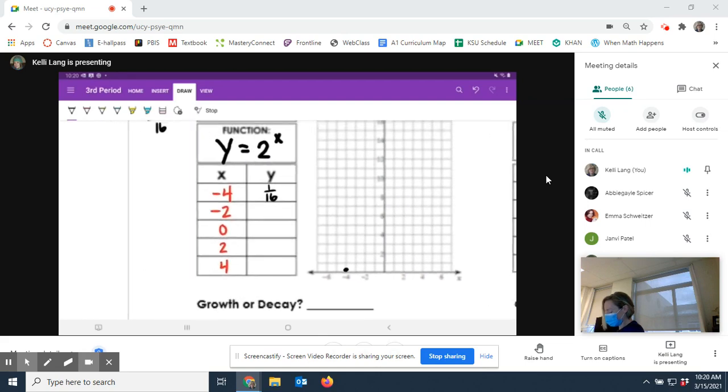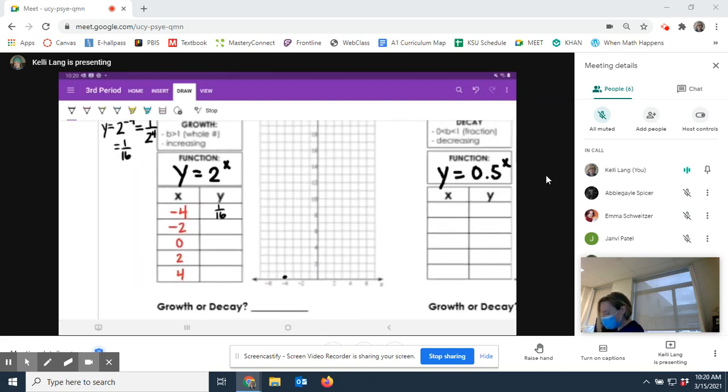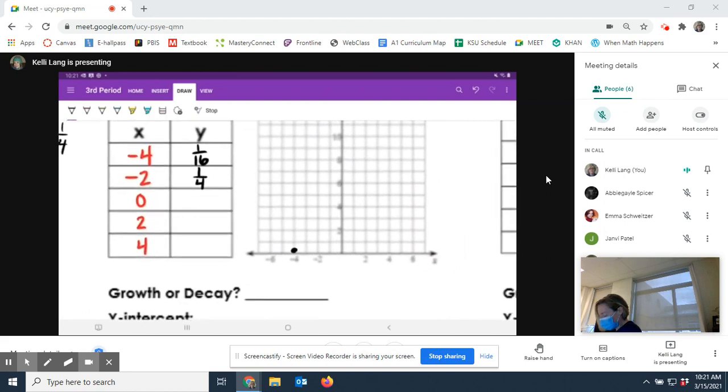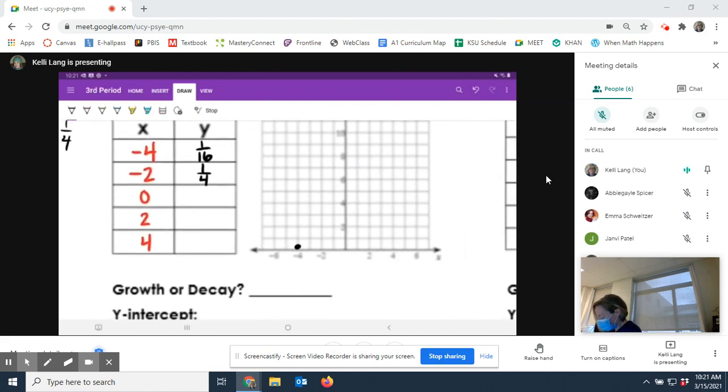Let's plug in our next one. We want to find what y is when x is negative 2, so we plug in negative 2. So we get y equals 2 to the negative 2. And that becomes 1 over 2 squared. That's what a negative exponent does, which is 1 over 4. Or you could use your calculator on this. Plug it into your calculator. That is fine. Let's plot it. We have the point negative 2, comma 1/4. So that'll be about right here. It should be a little bit higher than our last point.